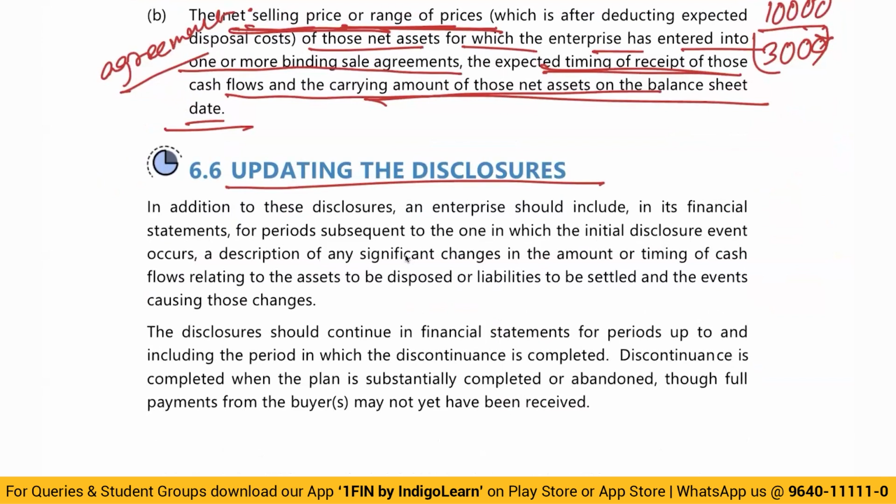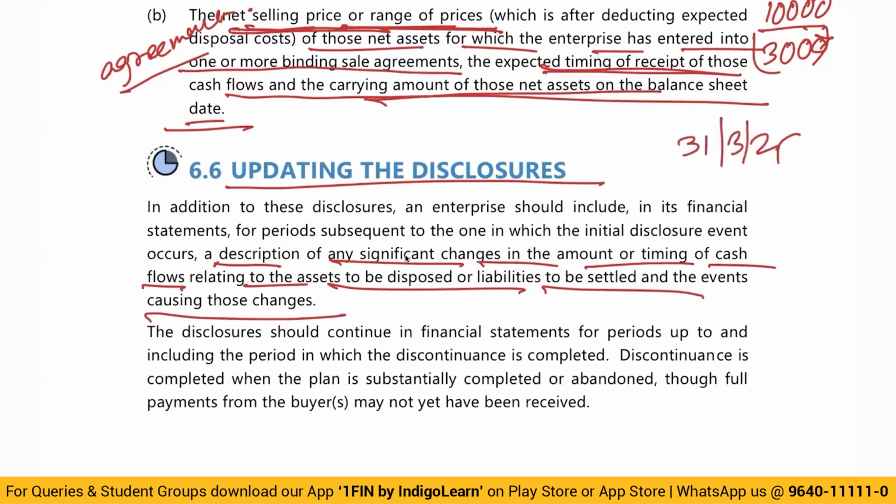Then, if subsequently there is any event which occurs, you have to describe any significant changes in the amount or timing of cash flows relating to the assets to be disposed or liabilities to be settled, and even the events causing those changes. So for subsequent periods, whenever there are significant changes in the amount or timing of the cash flows, earlier we thought we'll finish everything by, let us say, 31st March of 25. Now we believe we'll be able to complete only by 31st of March of 26. There is a change, so that has to be updated.